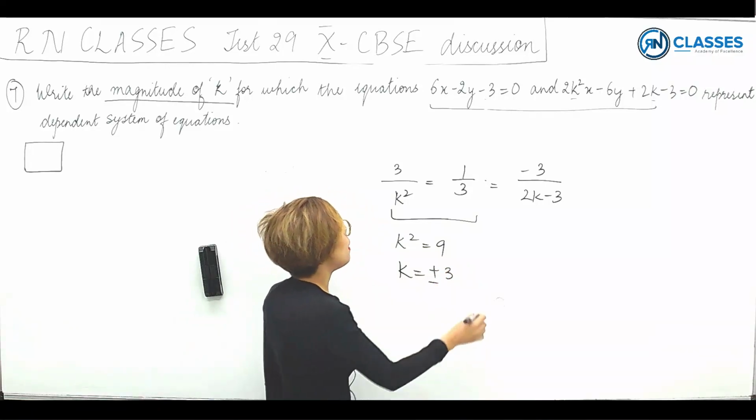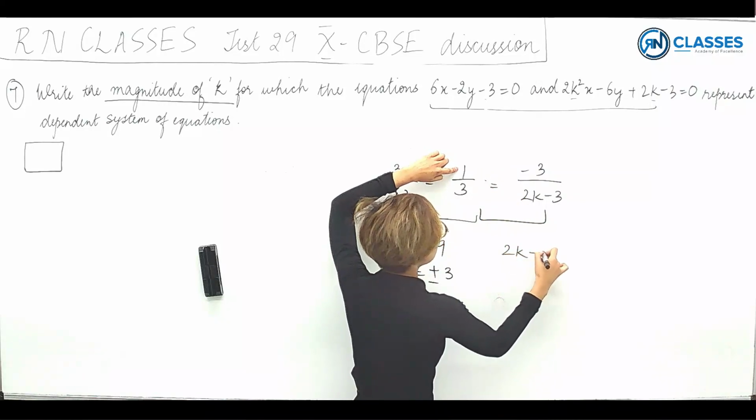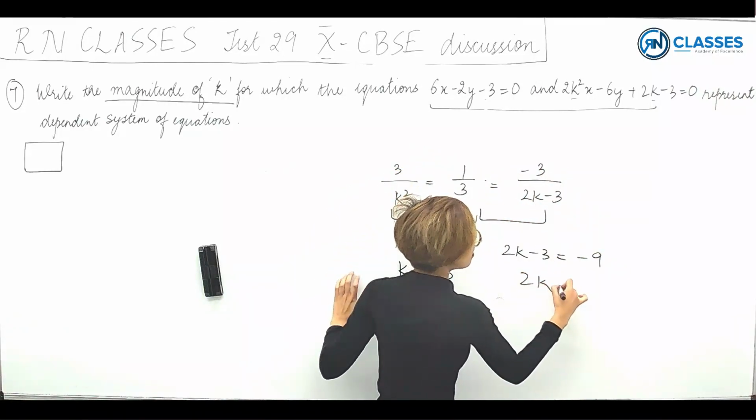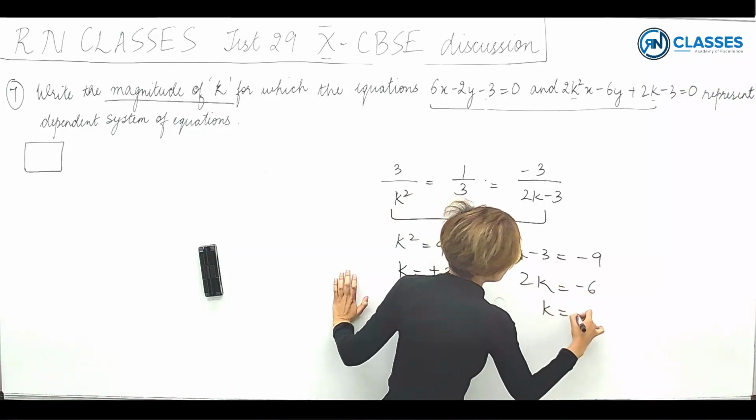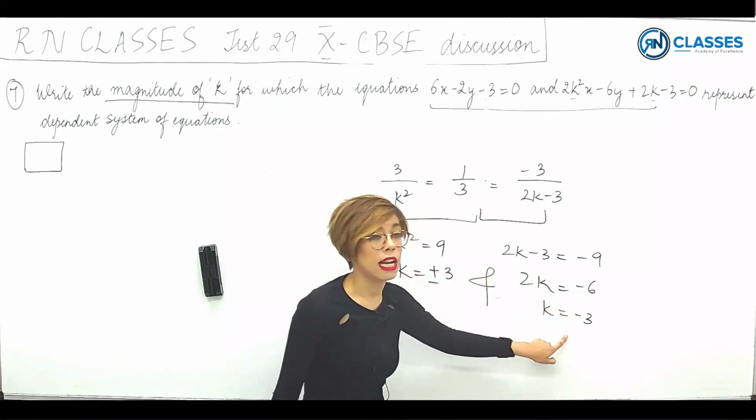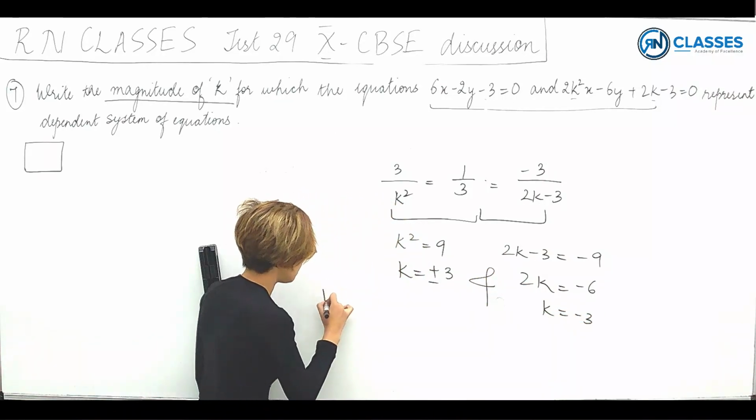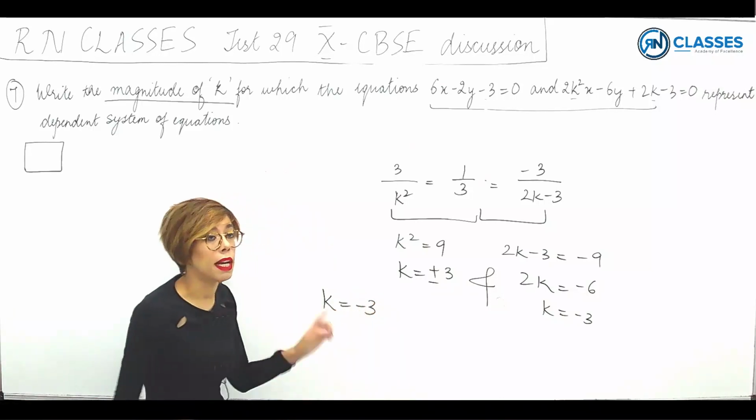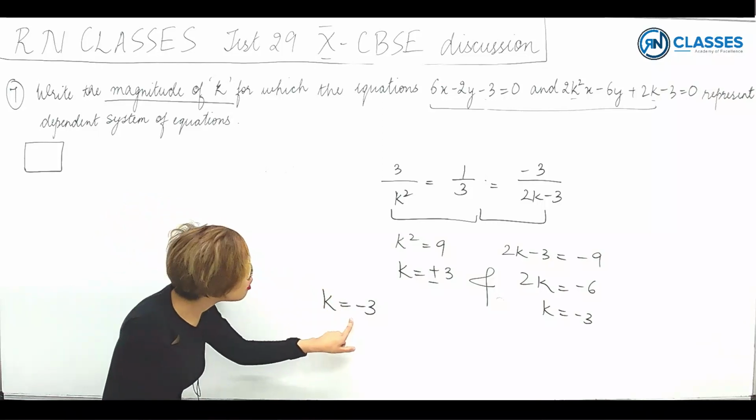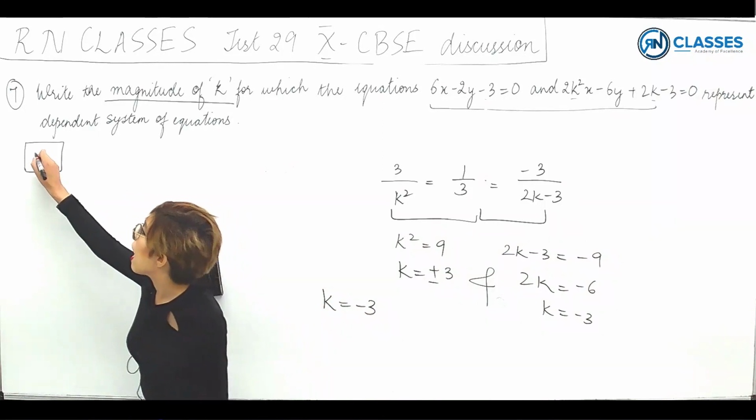Alright, now let's equate these two. Cross multiply. So 2k minus 3 is equal to minus 9. So 2k is equal to minus 6, k is equal to minus 3. Now this should be satisfied and this should be satisfied. So k equal to minus 3 comes in both. So I can say k is equal to minus 3. But I need the magnitude of k. So magnitude of minus 3, which is 3. You will write your answer as 0, 3.